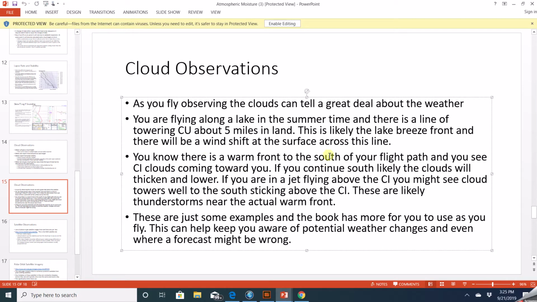Say you were flying south and there's a big old warm front to your south. You're going to start seeing some high cirrus clouds, and if you're a jet, you're likely flying way up above those cirrus clouds. But maybe well to the south, you'll start seeing these big towers sticking out above the cirrus clouds. And they're thunderstorms, usually right along the warm front or just to the north of the front. And there are whole bunches of examples in this book this way.